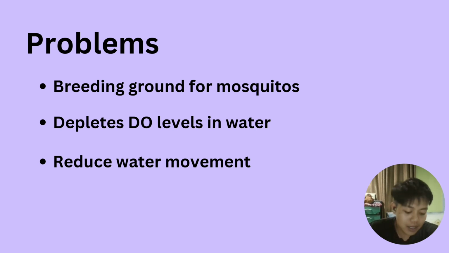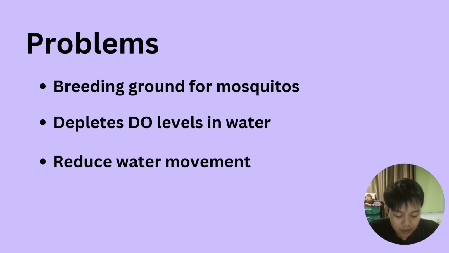Next is reduced water movement. So we all know we normally use our river as our water resource, for our water supply for our daily use. So when the movement of water is obstructed, it is quite hard to get water to supply.